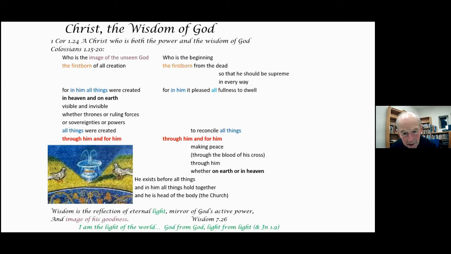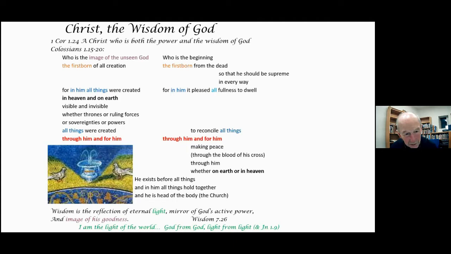The two panels are joined together by this little codicil at the bottom, in the middle. He exists before all things, and in him all things hold together. And he is the head of the body, the church. That's pulling them both together. The image of the unseen God, firstborn of all creation, firstborn from the dead. And there are several other parallels between the two panels.